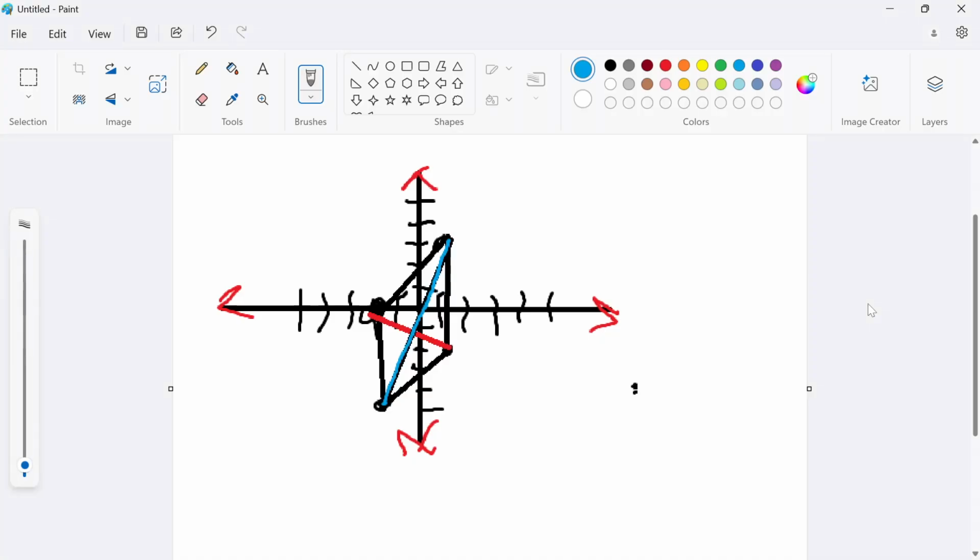This question says that this is a quadrilateral in the coordinate plane, and show that it is a parallelogram by showing that the diagonals bisect each other. So I've drawn one diagonal in blue, one diagonal in red.